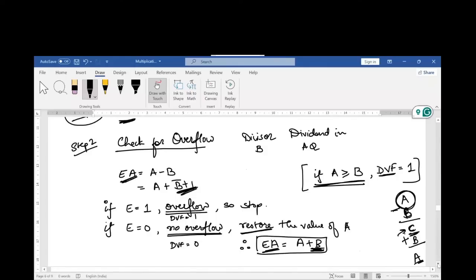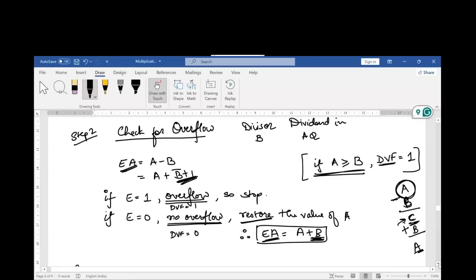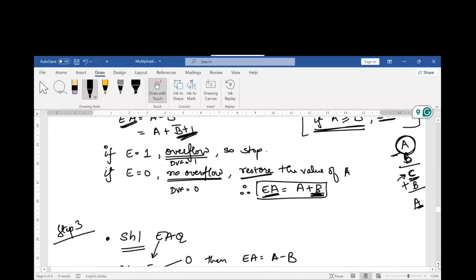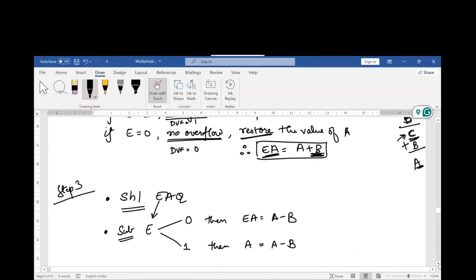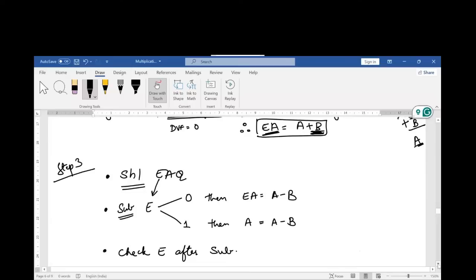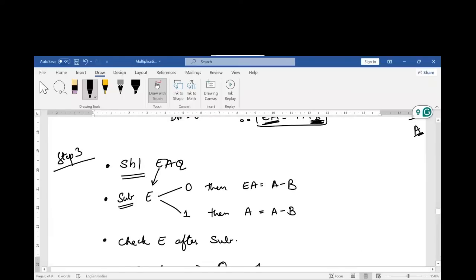Not only in overflow, we will do subtraction many times ahead in the algorithm too, right? But the subtraction is just done here for checking purposes. If it's not possible, then what will we do? We will again restore the value. Okay, let us move ahead and see the next step.